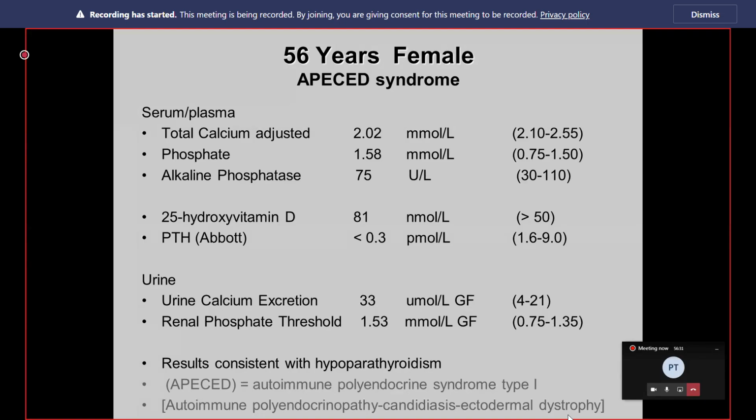So this is hypoparathyroidism, clear-cut hypoparathyroidism. In fact, in our country, hypoparathyroidism is most commonly due to iatrogenic parathyroid removal in patients who have undergone total thyroidectomy, where parathyroid glands have been either damaged or taken out inadvertently. That's probably the commonest cause of hypoparathyroidism, but autoimmune diseases can also cause that.